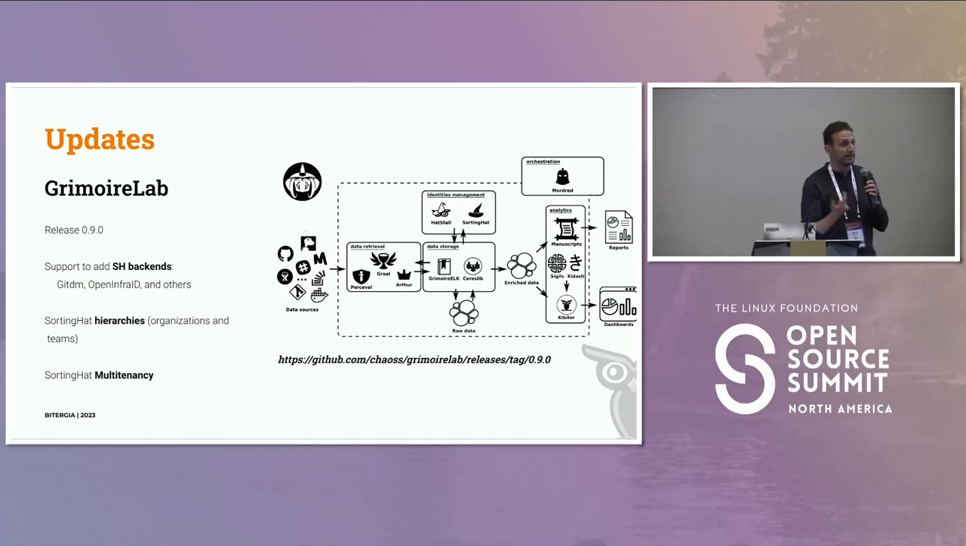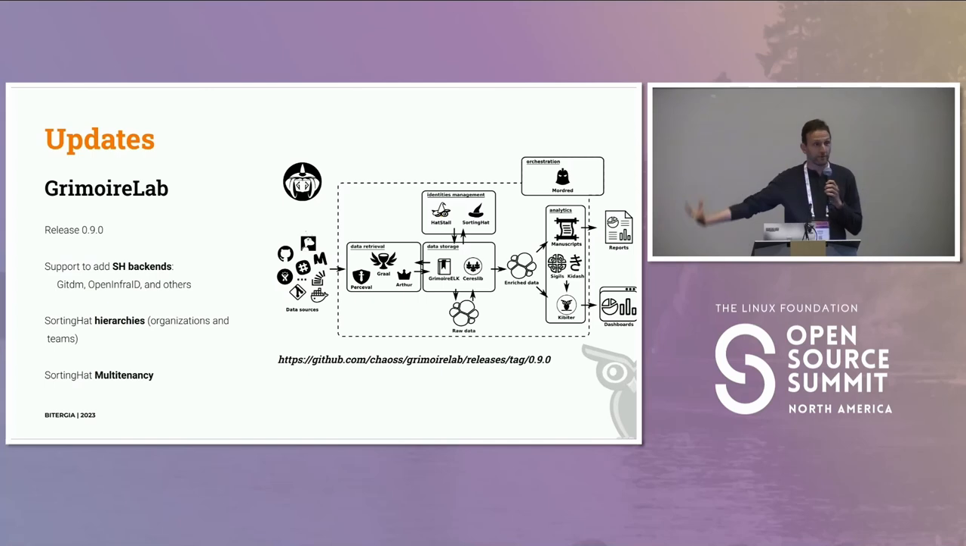Sorting Hat hierarchies. This is basically when used internally in large corporations. So you belong to a company, and then you a department, and then a sub-department, but then perhaps you have certain skills as Python developer and certain things. So all of these can be tracked. So basically you can check activity by certain departments or so.